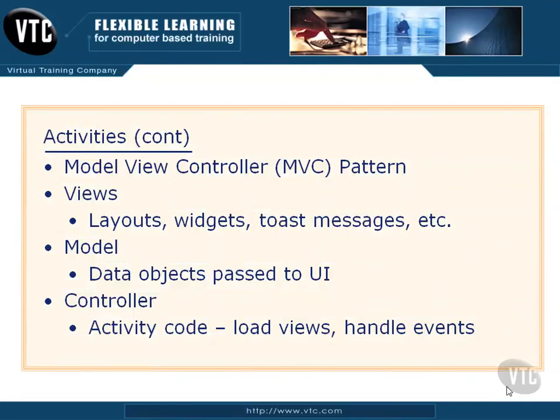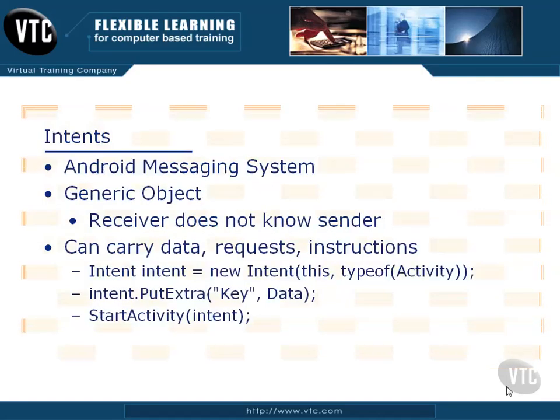Activities use a model view controller pattern, where the views are the layouts, widgets, toast messages, etc. The model are the data objects passed to the UI, and we haven't done a great deal with that, but we will in upcoming lessons. And the controller is the activity code, either the code that loads the view's contents initially, or the code that handles events coming from the views, like button clicks.